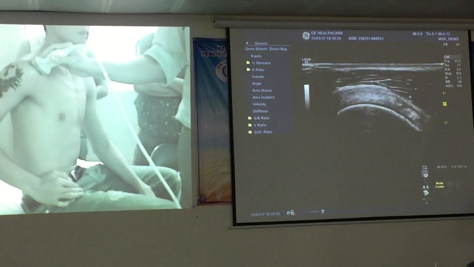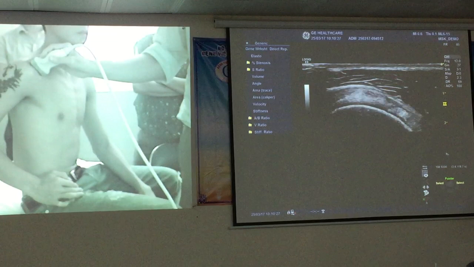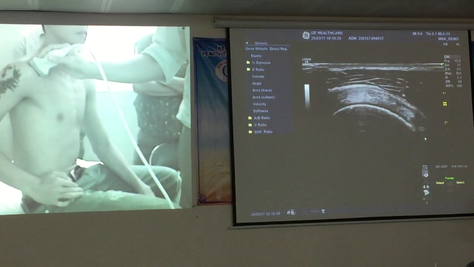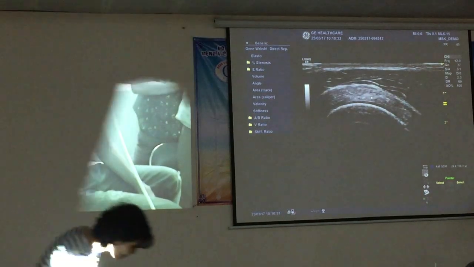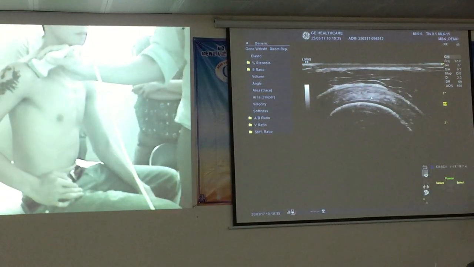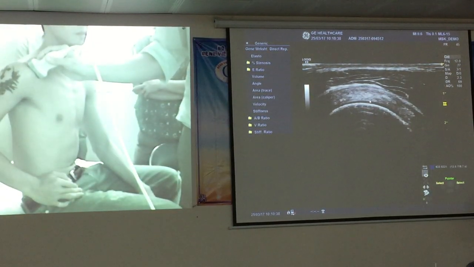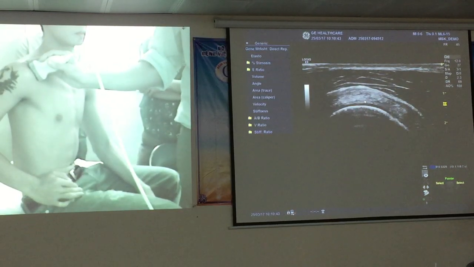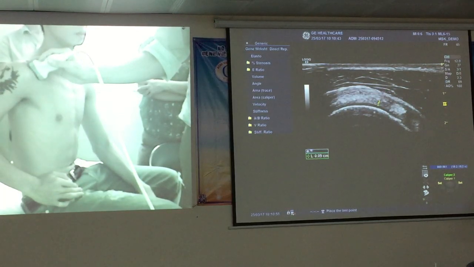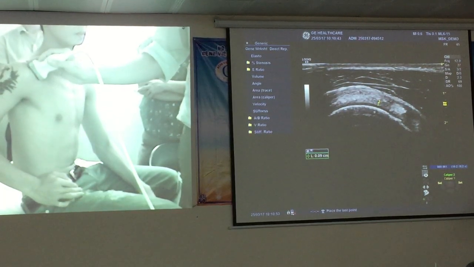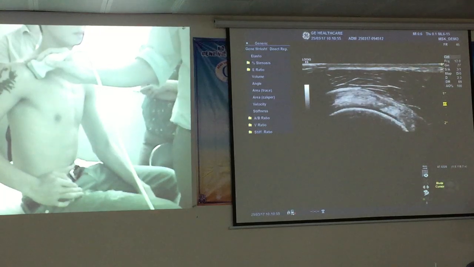So you can see here that because we're in short axis of the tendon, you can see that slightly speckled appearance, but down here it looks more linear. So in this patient, the rotator cable is just less than 1 millimeter in size.